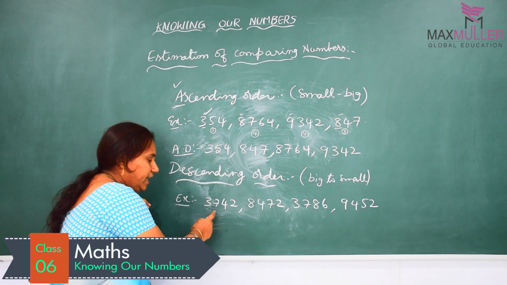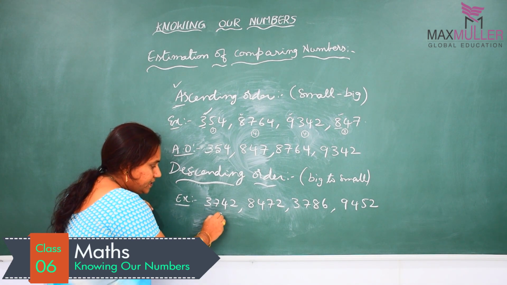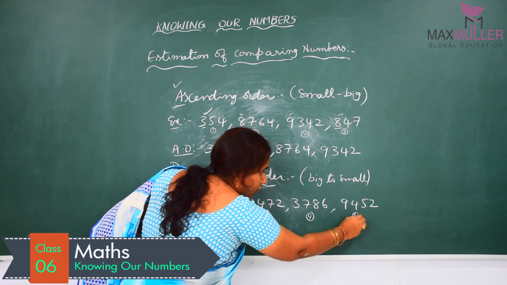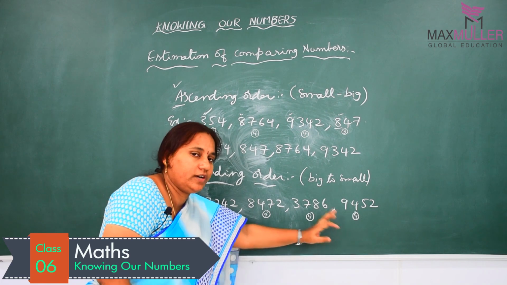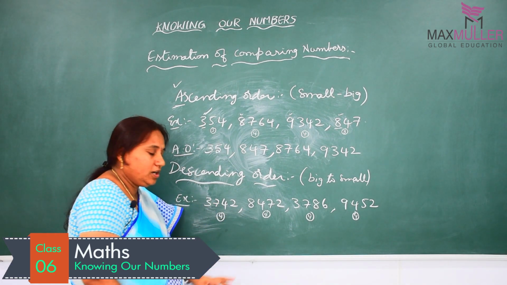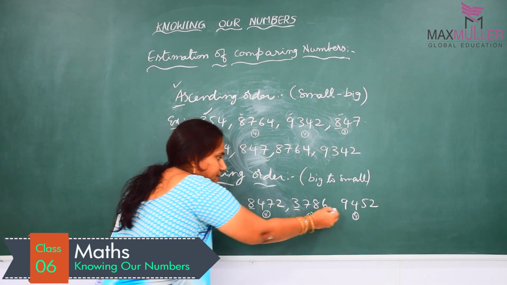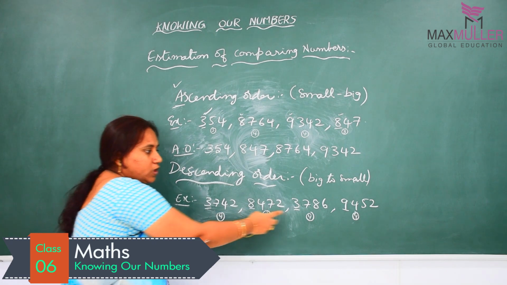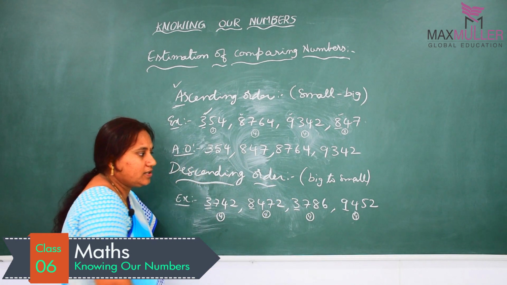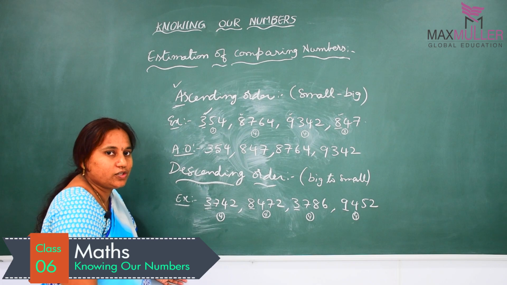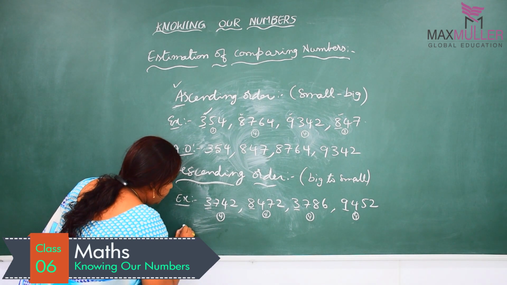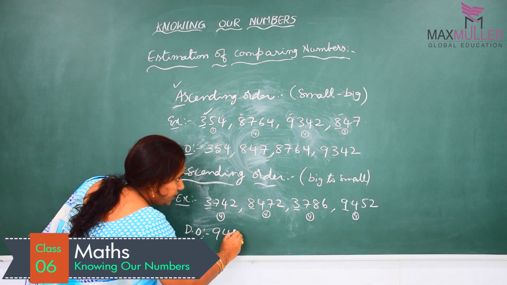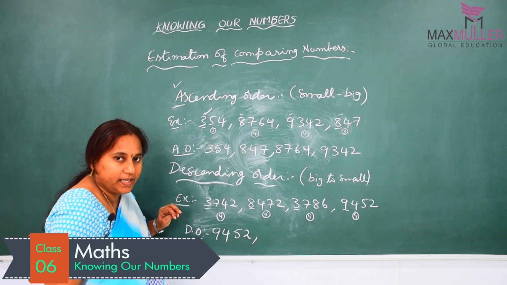Now check here. Here we have 4 digits. Here also we have 4 digits. Here also, and here also. Each number has 4 digits. Then in these numbers we have to check the thousands place. In this thousands place, which number is the highest one? So obviously 9 is the highest one. So we have to take 9452 as the biggest number. So we have to write the biggest number first, that means 9452 is the biggest one.